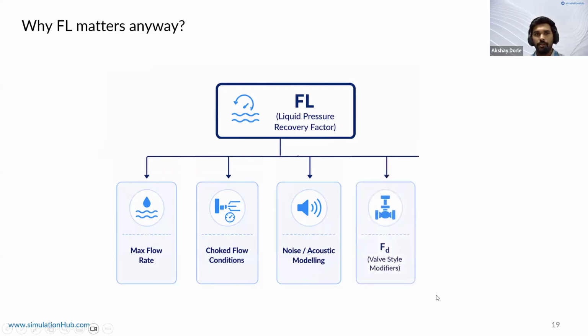Then there's also a valve style modifier. This is just one of the parameters that requires FL to be known a priori. FD is basically how many flow paths are there in your valve, and it is required for some calculations, and this FD depends on FL. So without an accurate FL for complex designs, FD also is pretty inaccurate. And FL is again used in many such parameters for calculations. So it's a very important parameter to have a good prediction on.